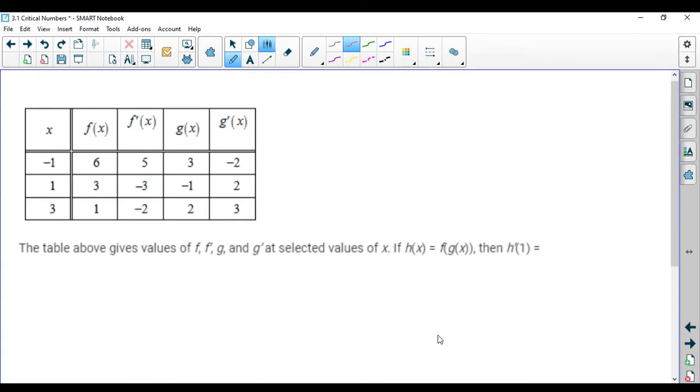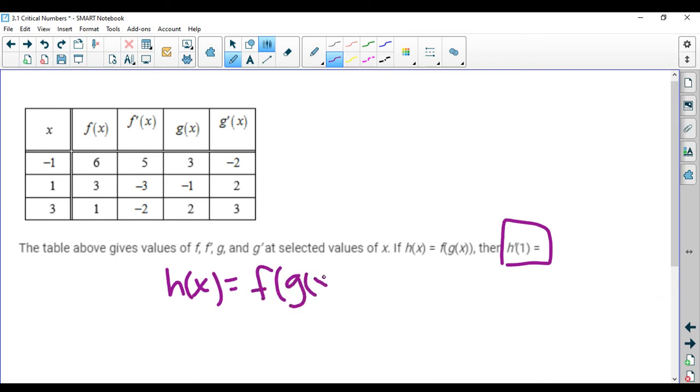Here's a question to test to see if you really understand the chain rule without giving you a function. So the question here is to determine what h prime of 1 is. And we're given that h of x is the composition of the functions f of g of x. So the first thing you're going to do is figure out what h prime of x is.